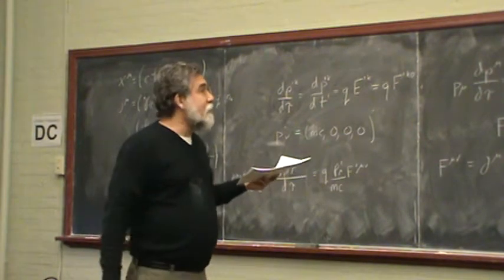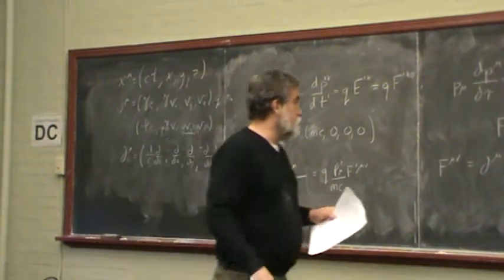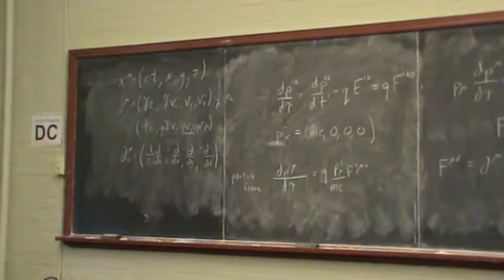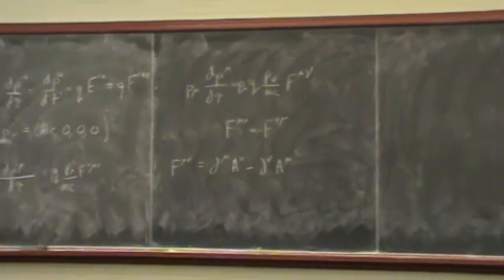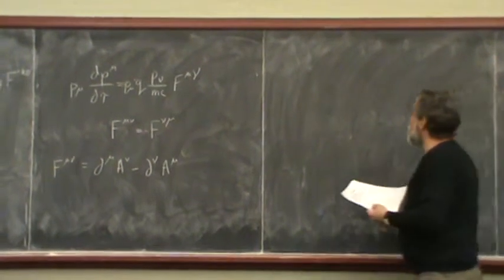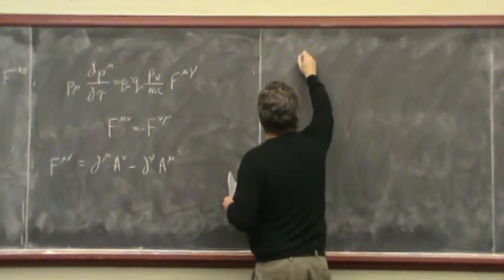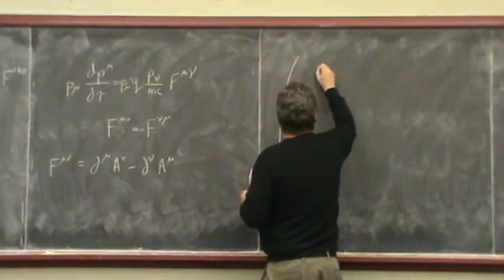And let's see what that gives us when we actually write it all out. I will attempt to write it out now. F^{mu nu} is equal to 0.